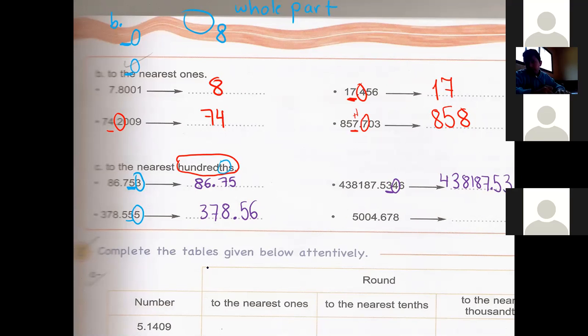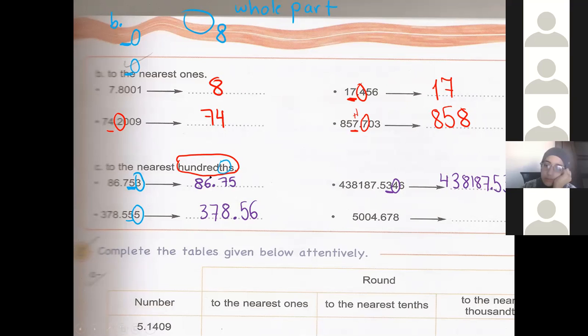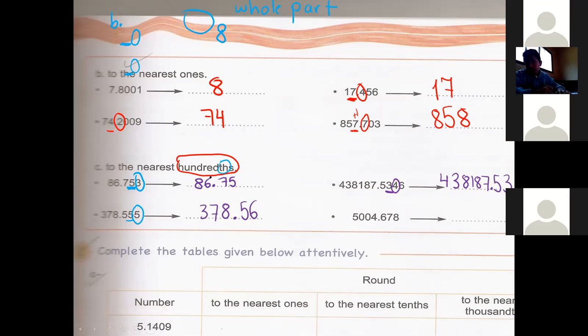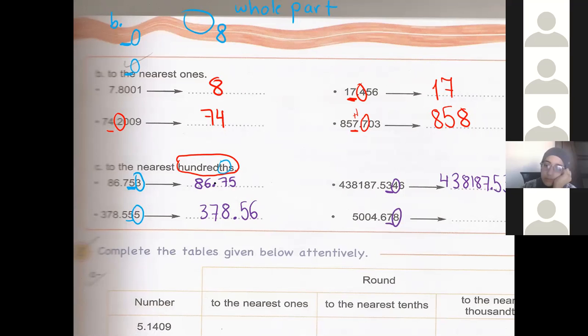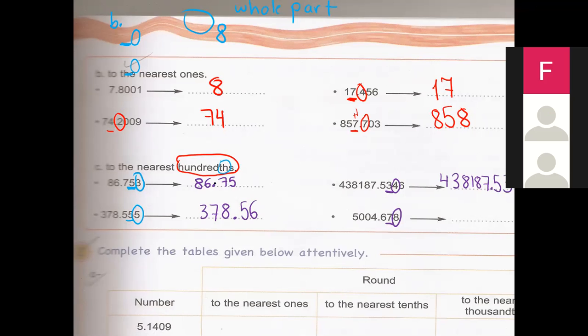Yalla ya Rasha. The last one, which digit is the 100th in the last one? Seven. We underline 7 and we color seven. 8, is it less or more than 5? More, so give me the answer.